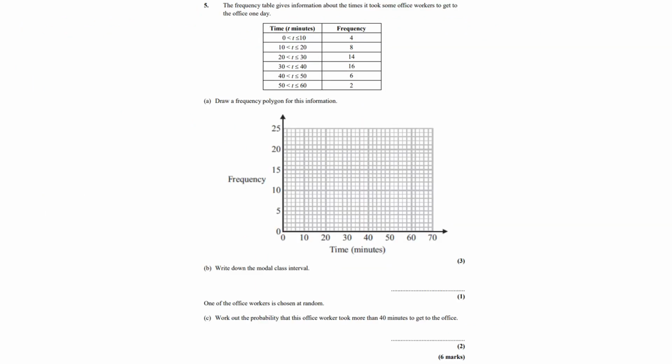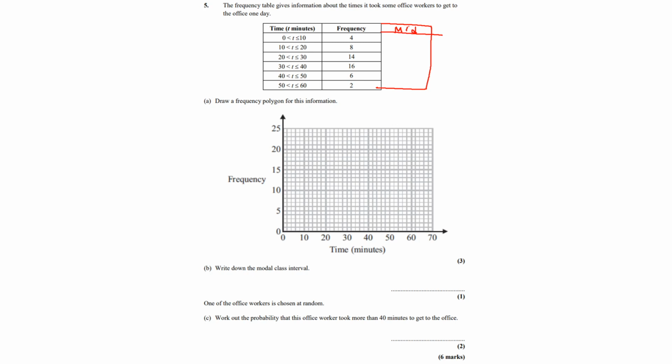Now let's take a look at this example. The frequency table gives information about the times it took some office workers to get to the office one day. Draw a frequency polygon for this information. Right, so first things first, let's find the midpoint on each of these. So I'll call this mid.